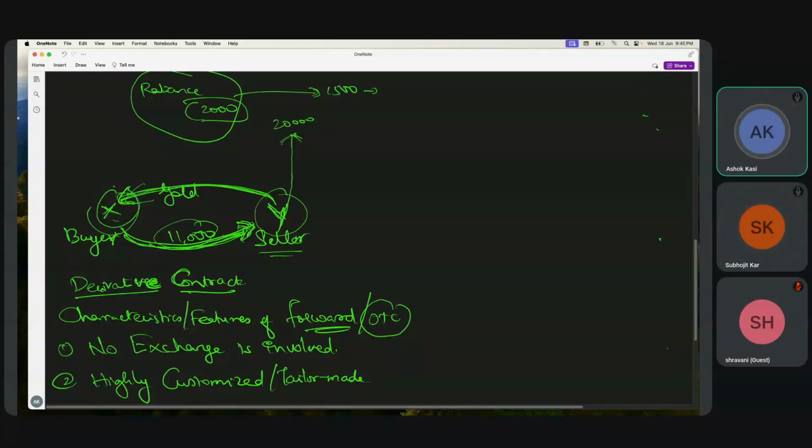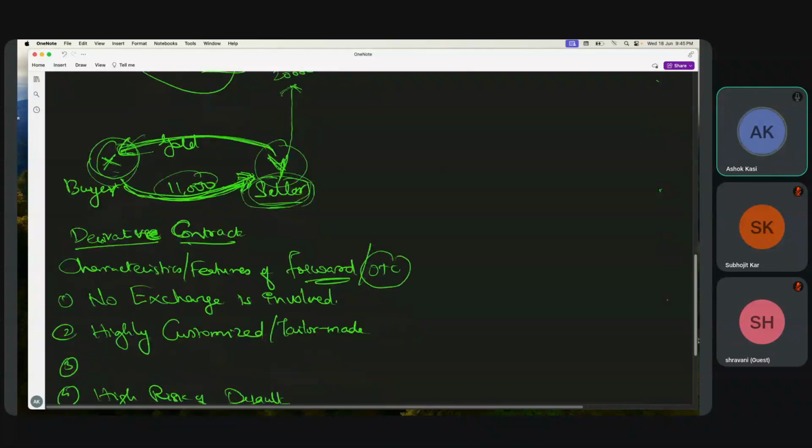Who is the buyer? X is the buyer. So the buyer will gain how much? 9,000 here. So it is quite possible that at times the seller might say, look, I don't want to honor the contract. Do whatever you want. Then what will the buyer do? He will go to the court of law, and that will take decades and decades. So the seller knows that, and moral of the story, the seller can default over here. So that's why for Mr. X, there is a high risk of default.